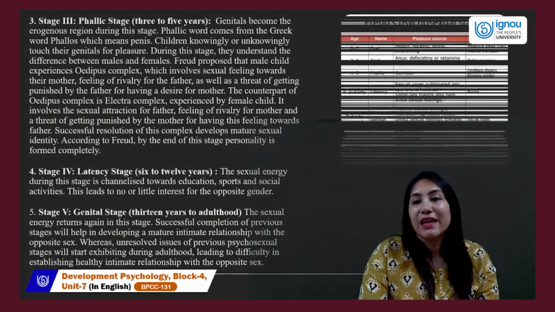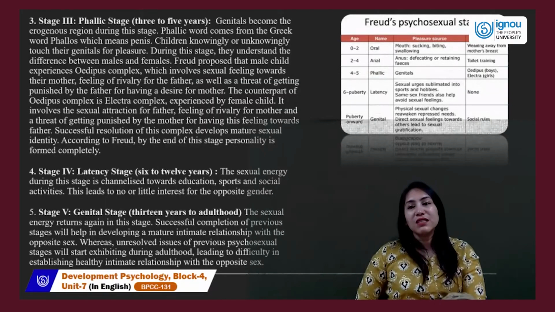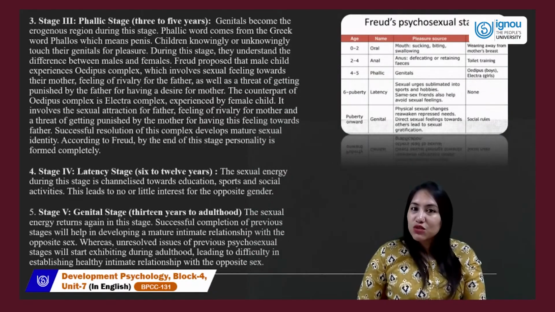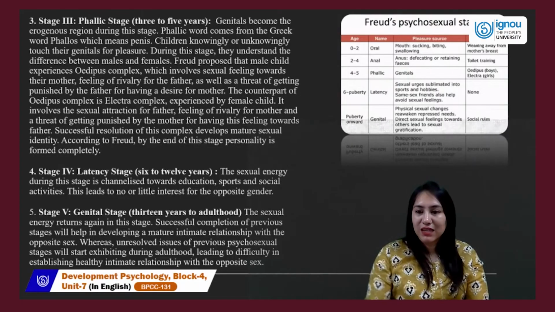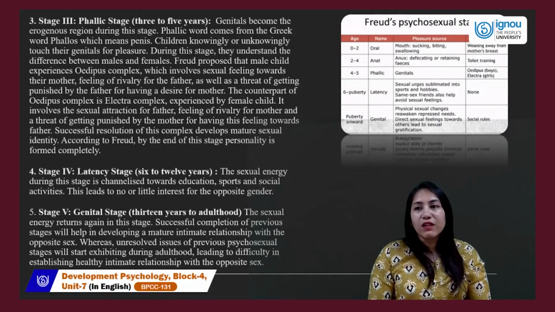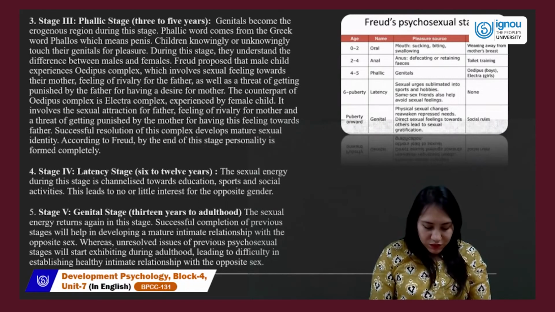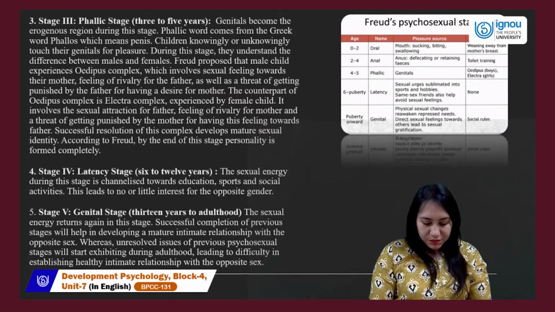That finishes. Let's go through a check of this, looking at the image on the left, which is 0 to 2, 2 to 4, 4 to 5, 6 to puberty latency, and puberty onwards is genital. What are the conflicts? Weaning away from the mother's breast. Next is toilet training. Oedipus and phallic. Oedipus complex and Electra complex. Puberty, we have none. We have nothing, no conflict. And the last is social rules. That is something that we have to get associated to.